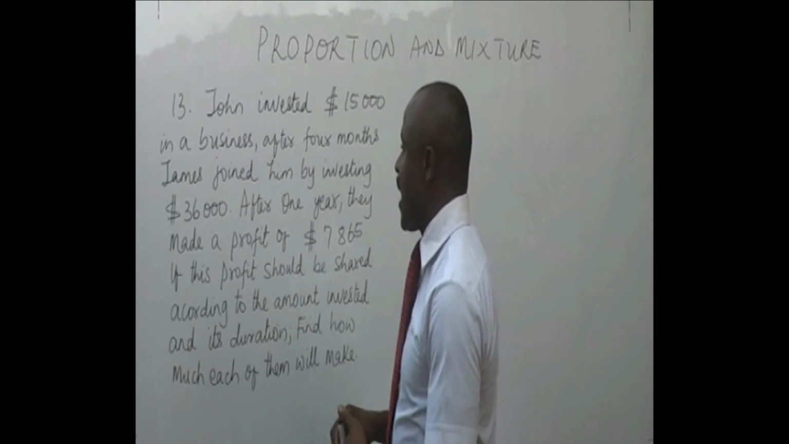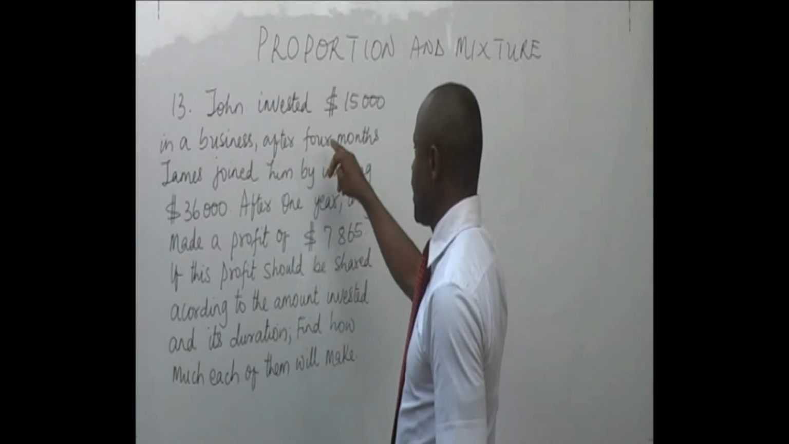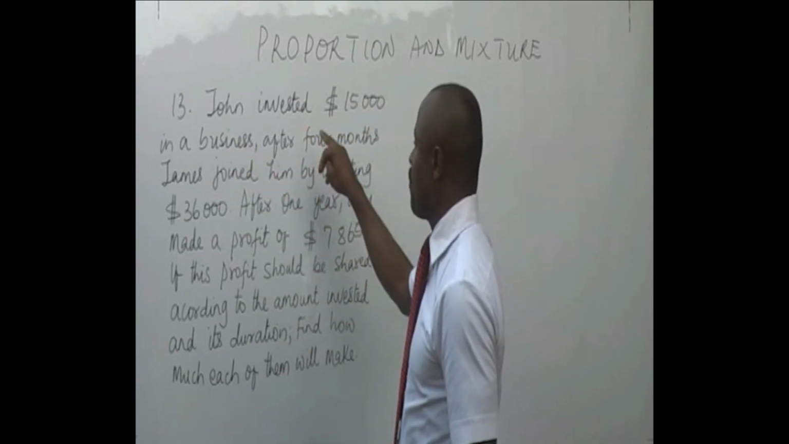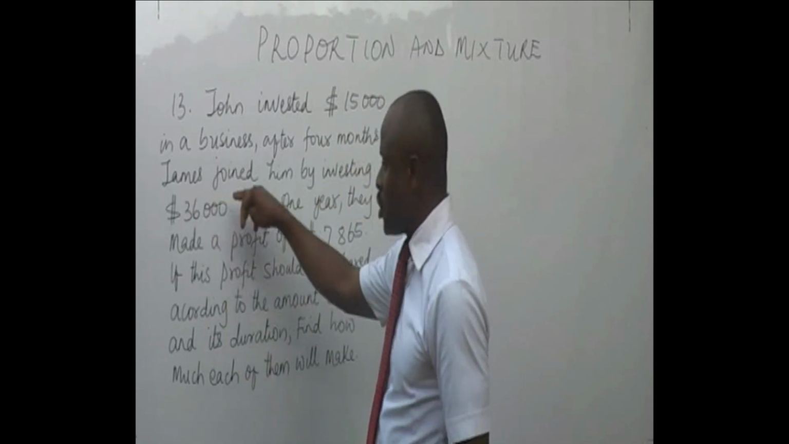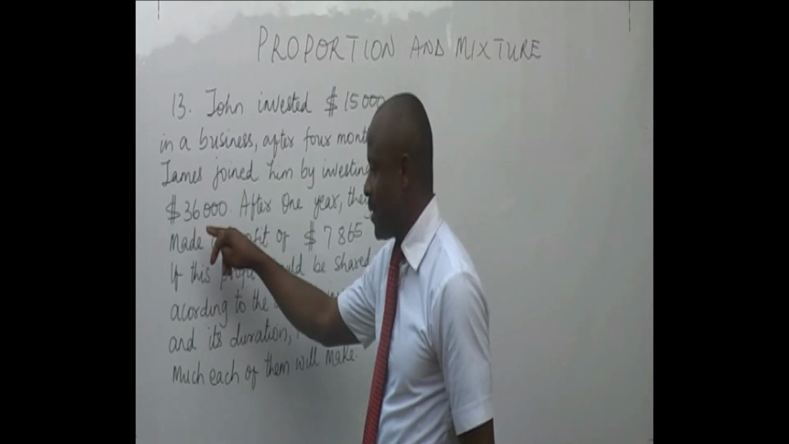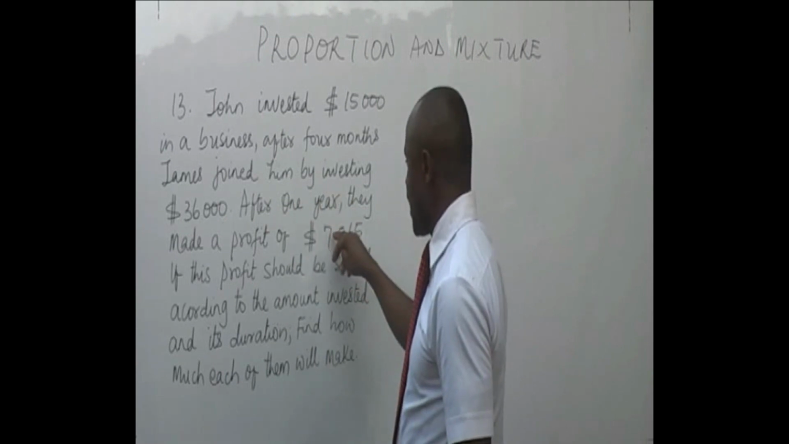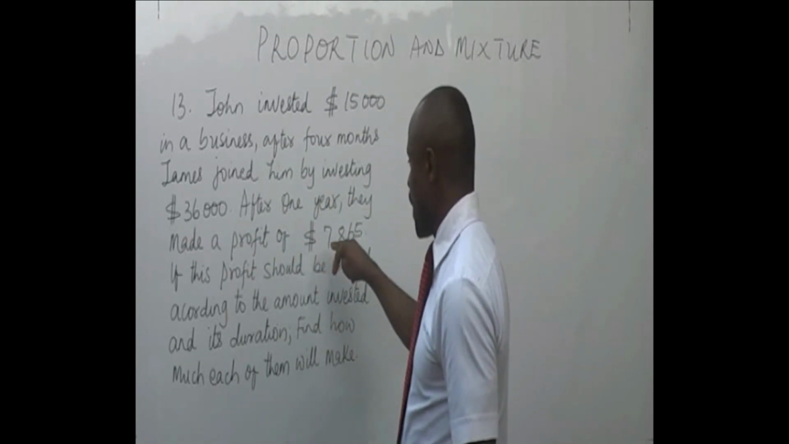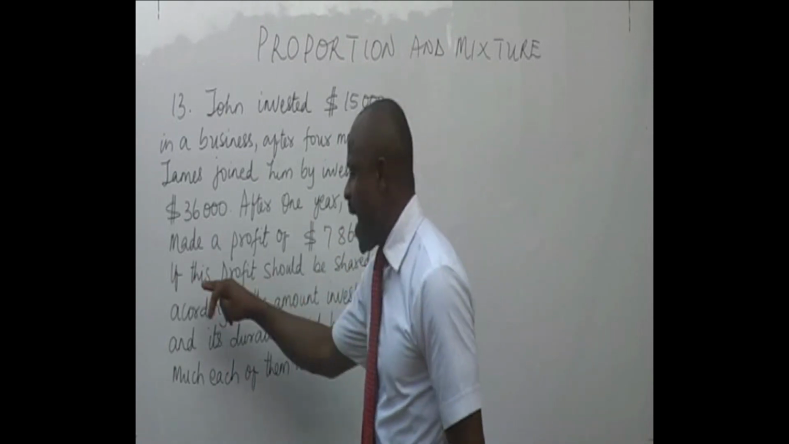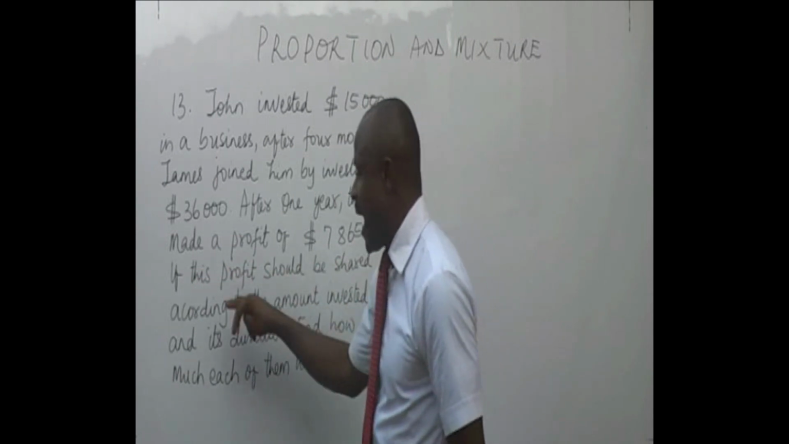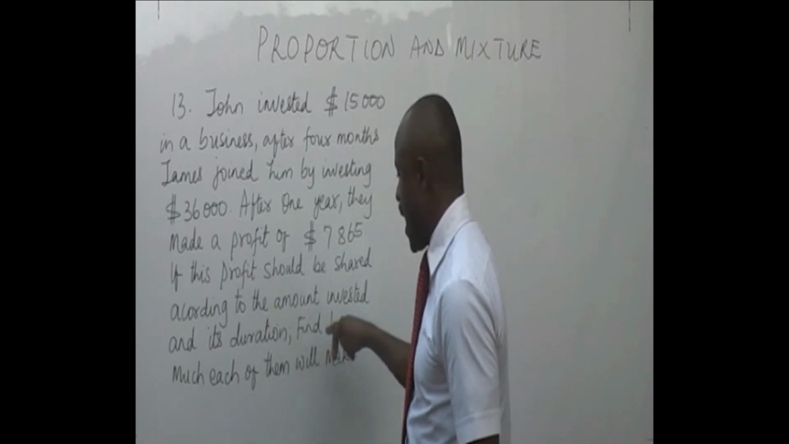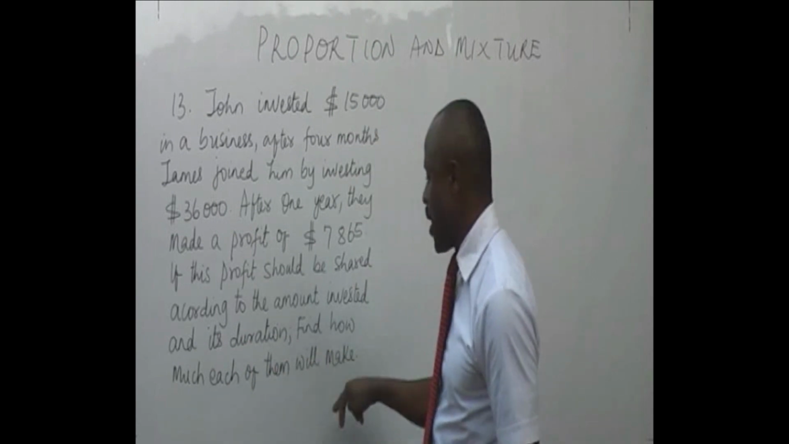Question number 13 says that John invested $15,000 in a business. After 4 months, James, his brother, joined him by investing $36,000. Then after 1 year, they made a profit of $7,865. Then if this profit should be shared according to the amount invested and its duration, find how much each of them will make.